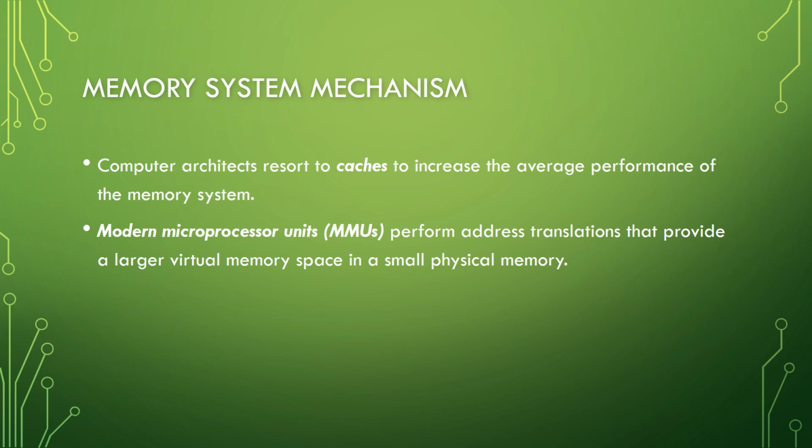Next one is the memory system mechanism. A normal modern microprocessor does more than just read and write. This feature improves both the speed and capacity of the memory system. Normally, to improve memory performance, we add caches to the memory system.